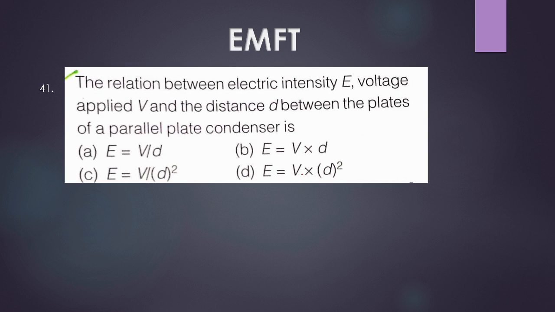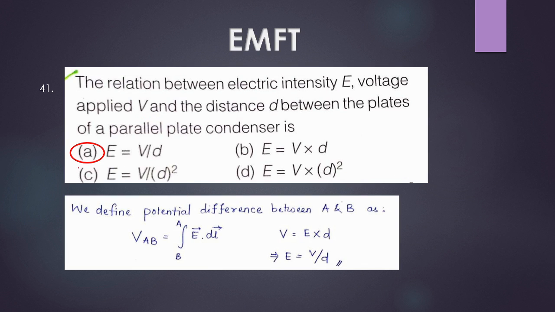41st question. It is saying the relation between electric field intensity E, voltage applied V, and the distance between plates d. E, V, d, what is the relation? Let's see what is the answer. Answer will be A. E equal to V by d, because as you know V equal to integral of E dot dl, or you can say E into d equal to V. So E equal to V by d. So A option is right.